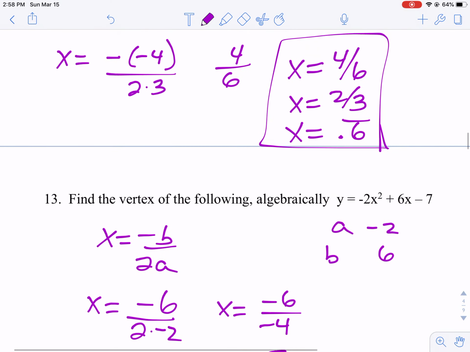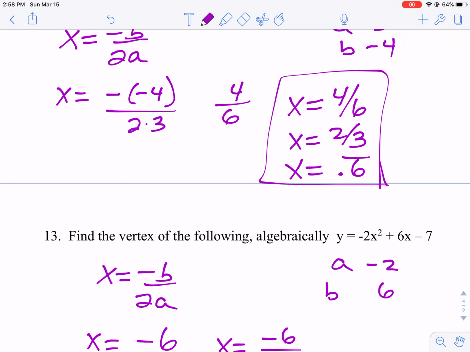All right, that's the end of the review sheet. I hope you did well, and that sums up this unit.